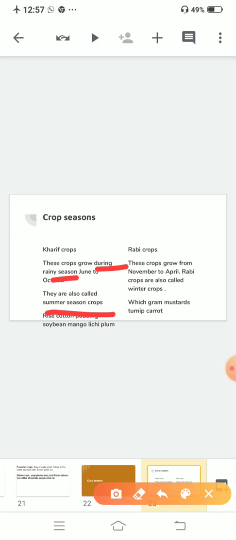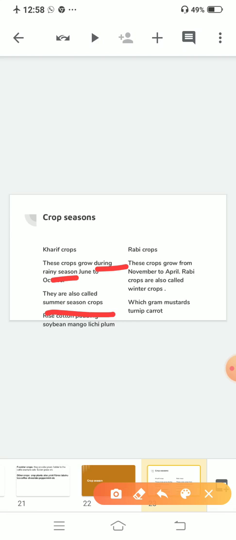Example, brinjal, ladyfinger, pumpkin, watermelon, muskmelon, mango, lychee, plum, peach, etc. They all are examples of Kharif crops. What are the Kharif crops? Crops which are grown in the rainy season, basically in the month of June to October. And they are also called summer season crops. Examples of these crops are pumpkin, brinjal, ladyfinger, garlic, etc.